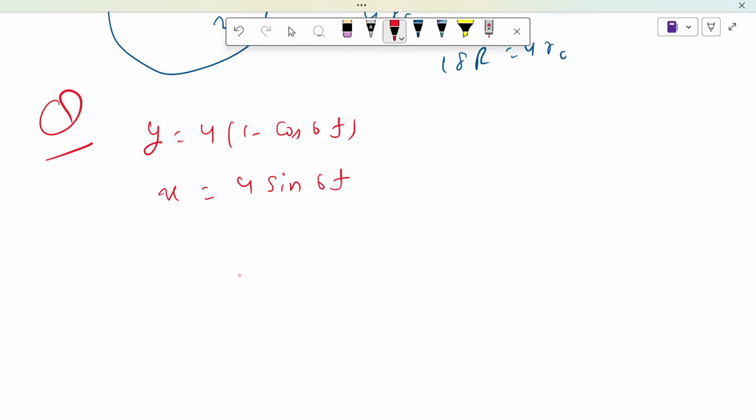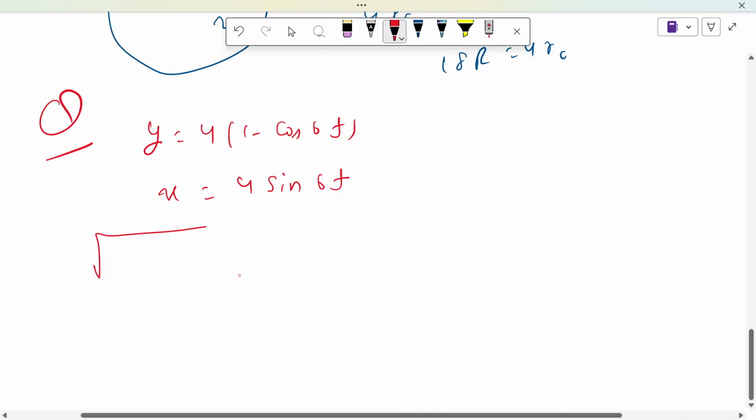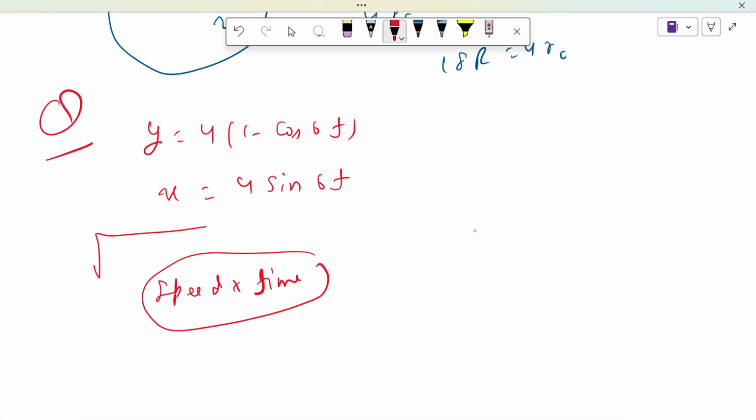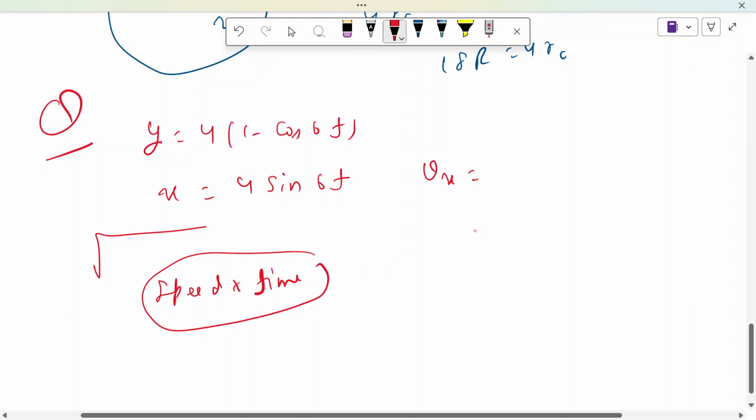Clearly, what is the distance covered by the particle? It's basically speed into time, right? And what is the speed? The speed is the magnitude of velocity. So we can think of what is velocity in the x direction. What do we have to calculate? The distance traveled by the particle whose motion is governed by these equations. The x and y coordinates are given by these functions of time. Distance covered in 4 seconds.